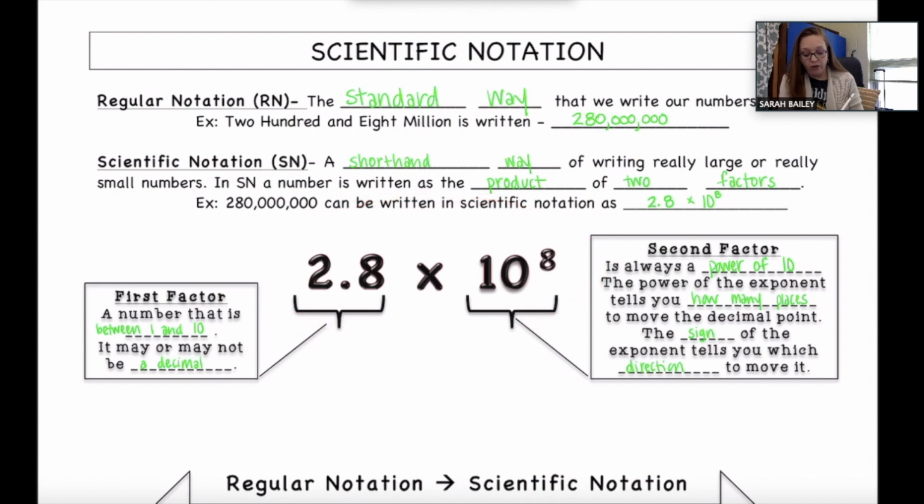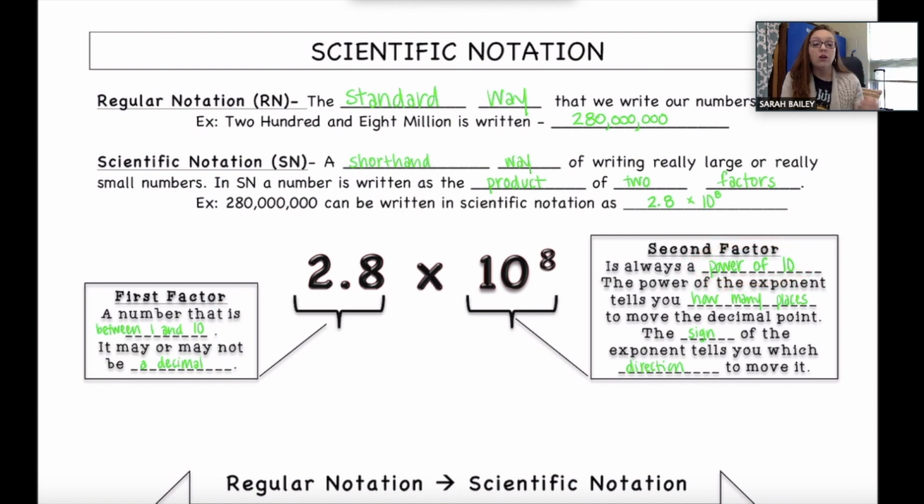So the first factor, that 2.8, the first factor when you're writing a number in scientific notation, is a number that's going to be between 1 and 10. Okay, it's always between 1 and 10. Never equal to 10, but it could be equal to 1. And that number may or may not be a decimal. Your second factor is always a power of 10, so 10 to some exponent.